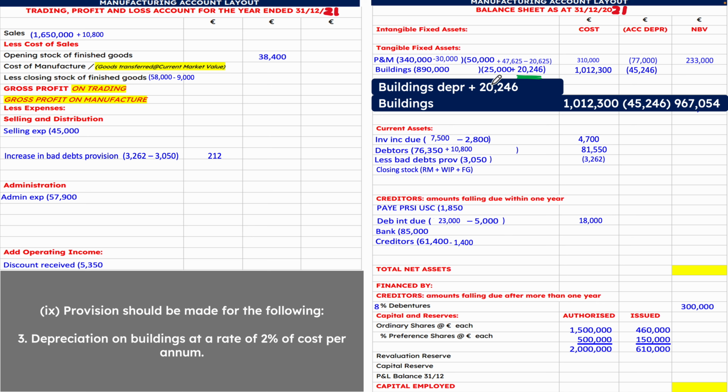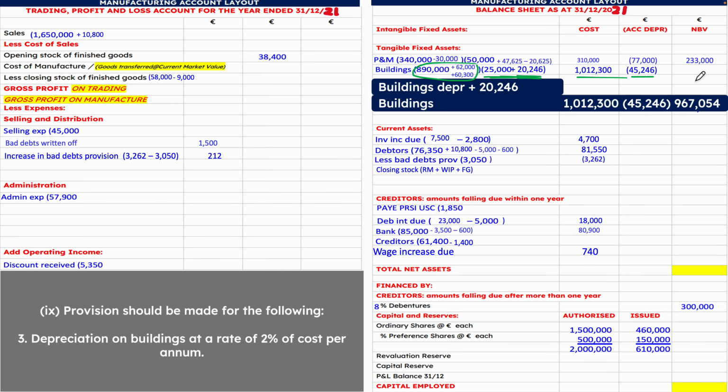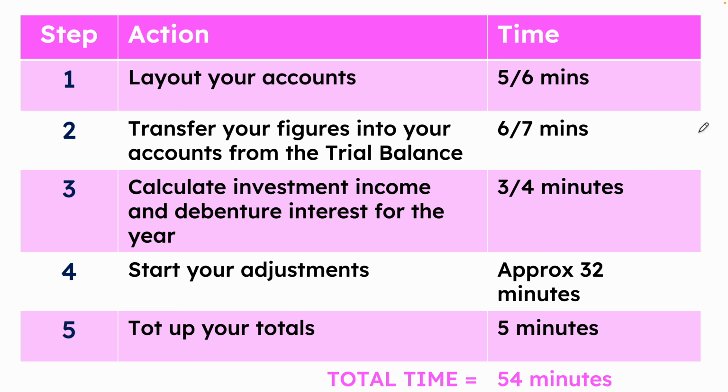So in total then, we've got 25,000 plus 20,246 accumulated depreciation. So that gives us 45,246. The cost of our buildings is 890 plus 62 plus the 6,300. And then that's given us a net book value of 967,054. Okay, so 967,054. So that is all of our adjustments done.